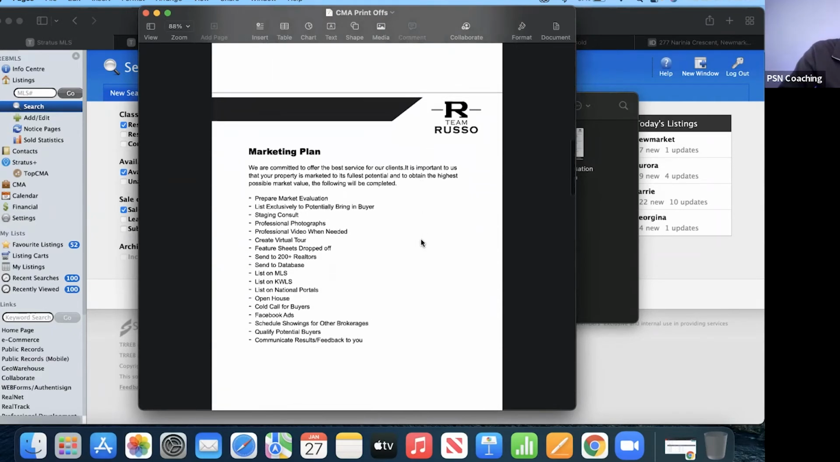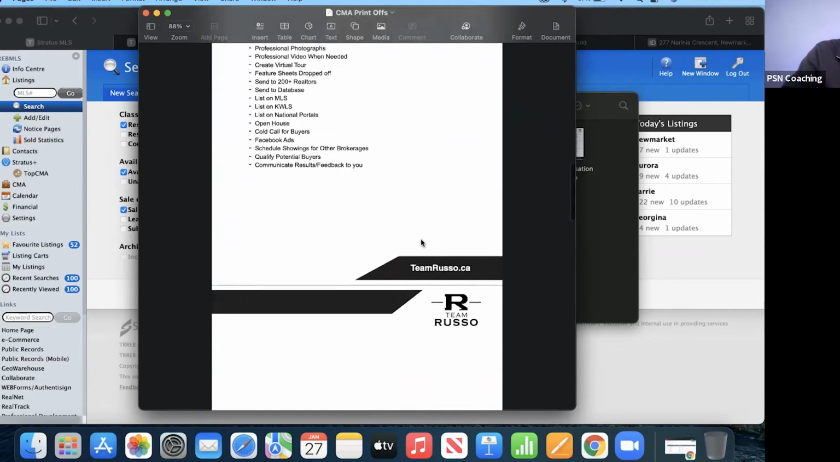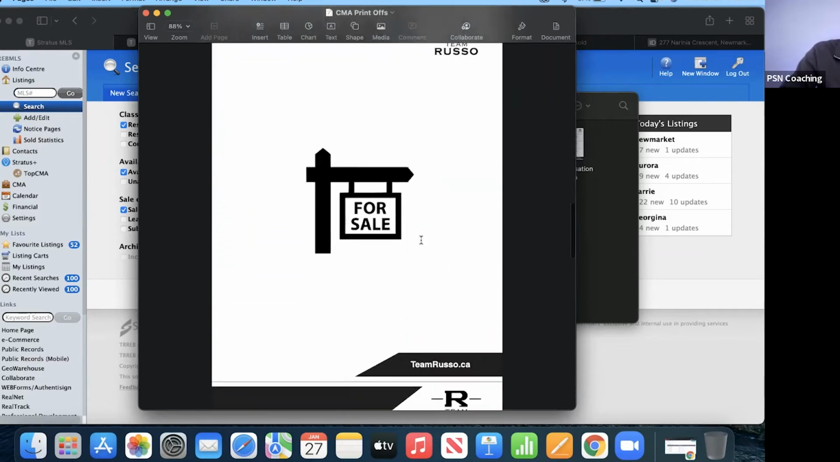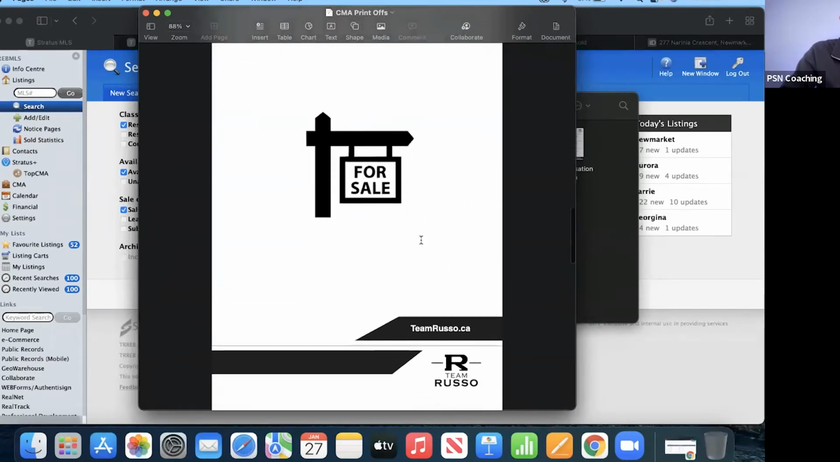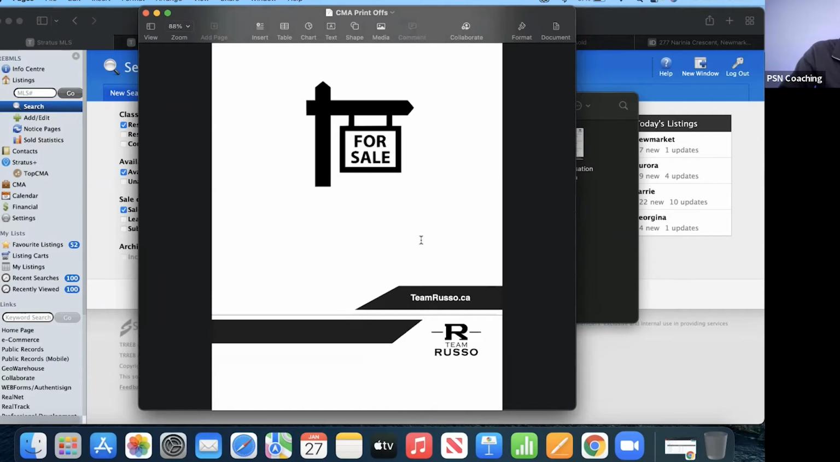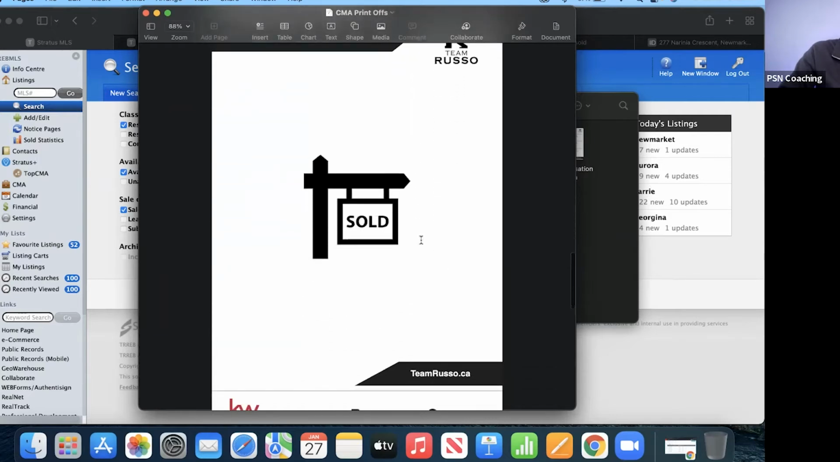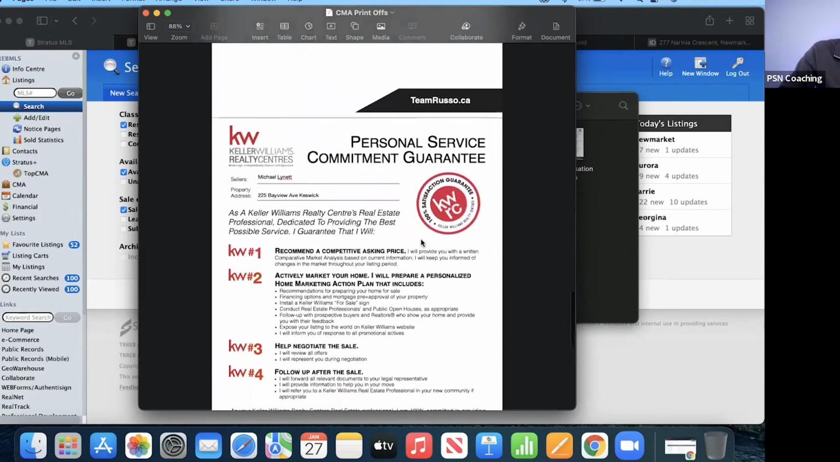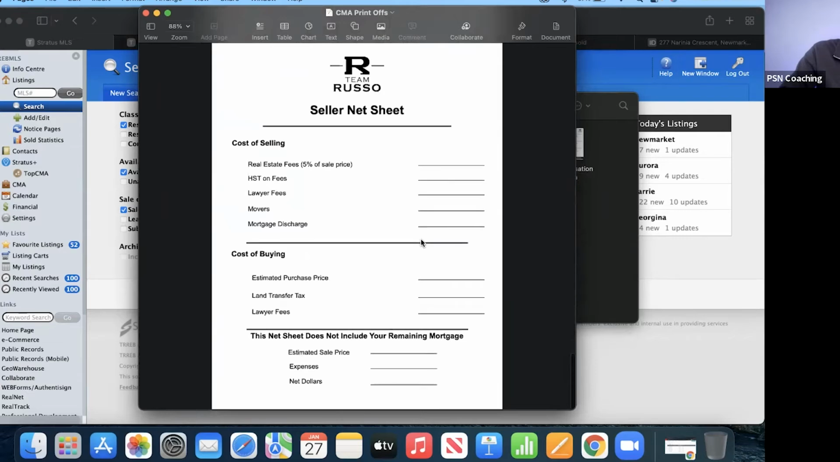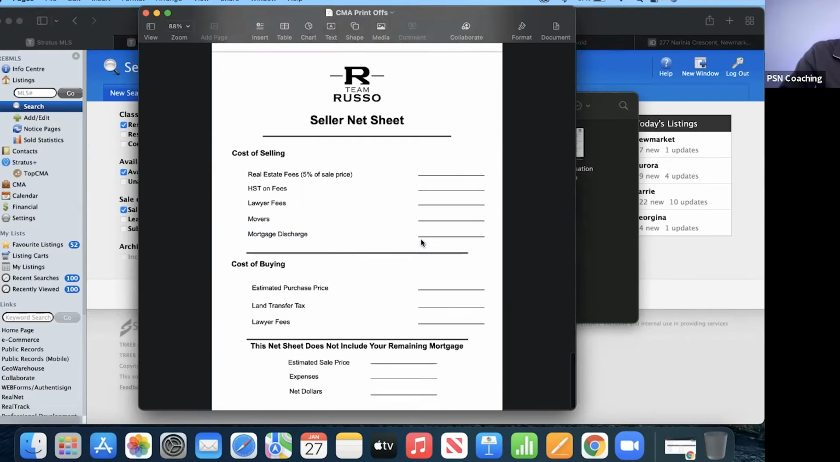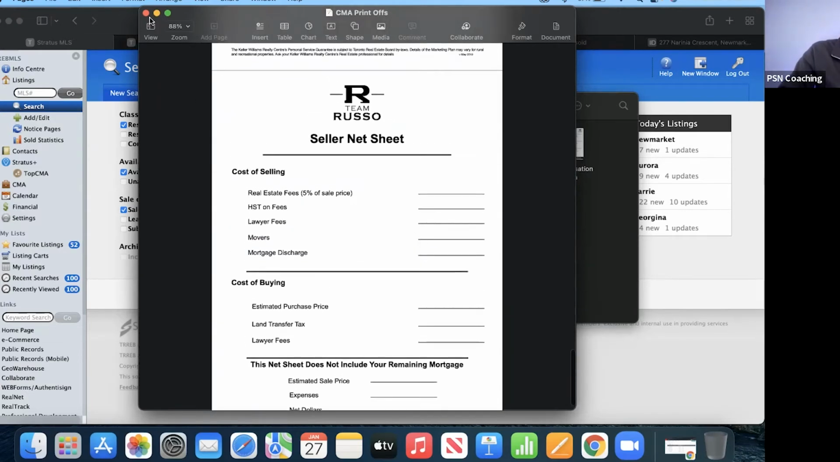A brief marketing plan. We go through this more on an iPad. Then we have 5 for sale properties that we're currently competing against. In this case, they only had 2, there was literally nothing. And then we have 5 sold properties. Then we have our personal service commitment guarantee, and our seller net sheet, and we work through this with them.